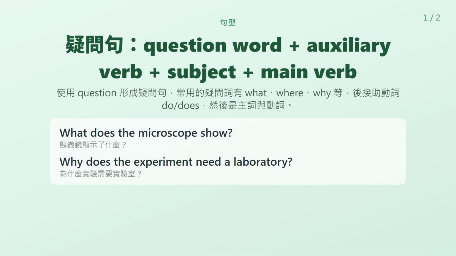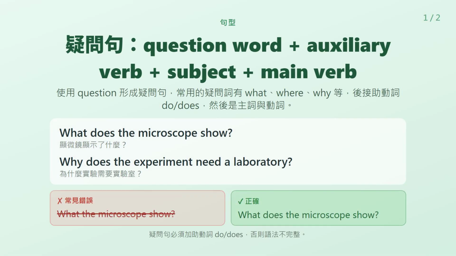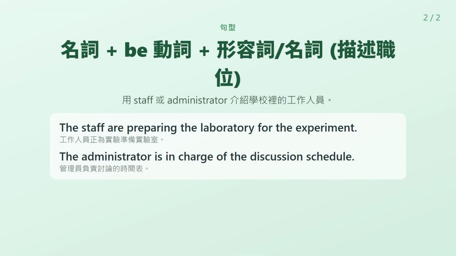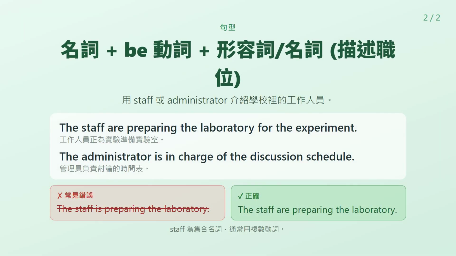What does the microscope show? Why does the experiment need a laboratory? The staff are preparing the laboratory for the experiment. The administrator is in charge of the discussion schedule.